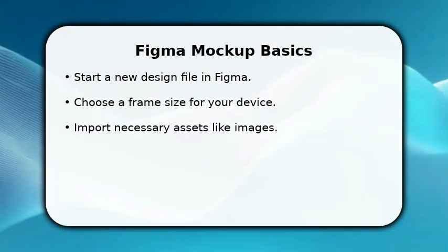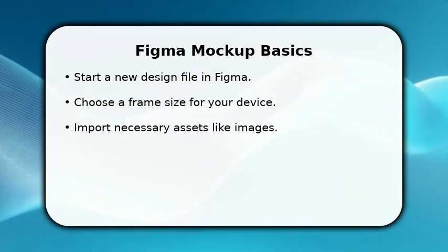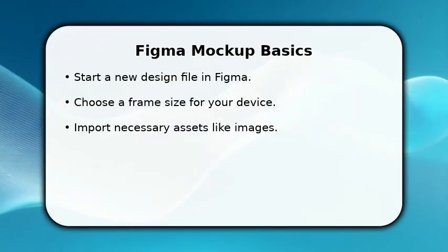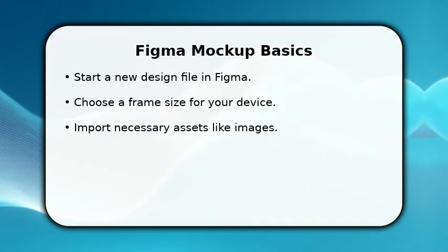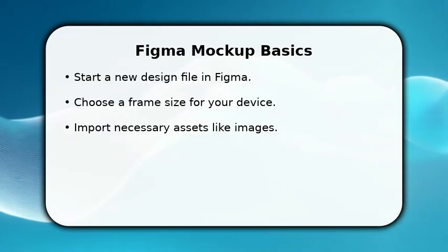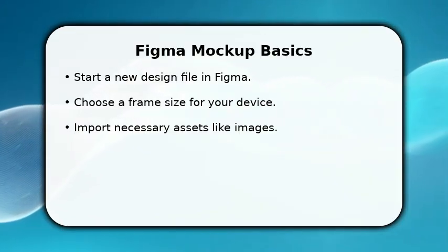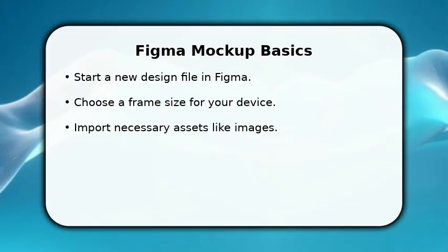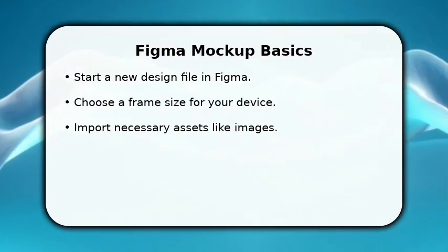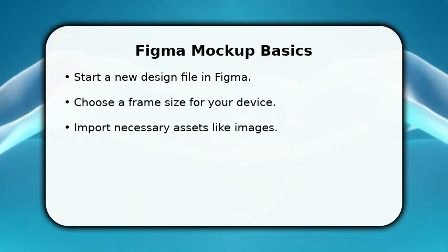Enjoy the video. In this video, I will explain how to make a Figma mockup. First, open Figma and create a new design file. You'll want to select a frame that matches your target device, perhaps an iPhone 15 or a desktop screen. Then, gather all your visual assets like logos, images, and icons, and import them into your file. This initial setup is crucial for a smooth design process, ensuring everything is ready before you start building your layout.